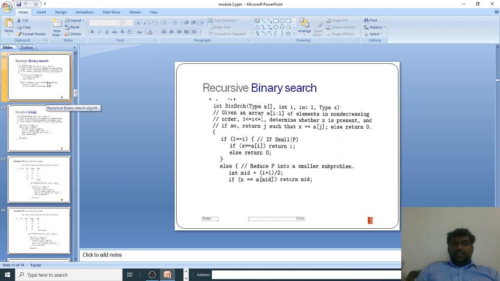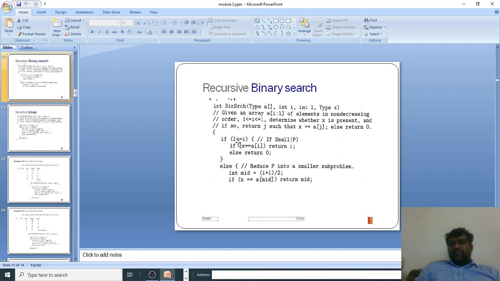Okay, so next this is a recursive binary search. In binary search, here you have an array a[i], type x, that is the minimum element, and low and high. Given an array a[i] from 1 to n in non-decreasing order, determine whether x is present.